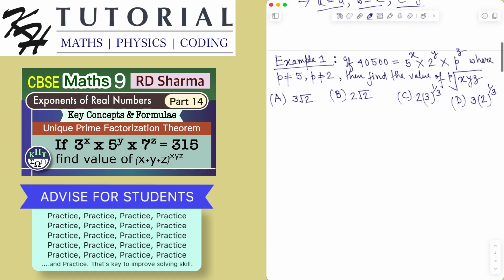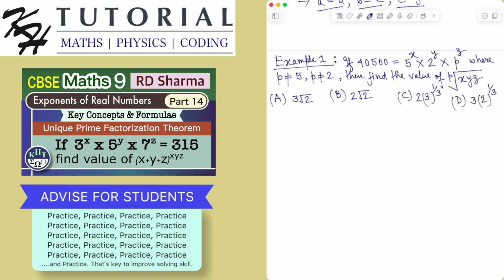The first problem says that if 40,500 is equal to 5 to the power x multiplied by 2 to the power y multiplied by p to the power z, where p is not equal to 5 and p is not equal to 2, then find the value of the pth root of xyz. Now clearly we can see that the left hand side is a natural number, and the right hand side is a product of three powers, 5 to the power x multiplied by 2 to the power y multiplied by p to the power z. Since 5 and 2 are prime numbers, we should clearly understand that p will also be a prime number. We have to find p and x, y, z.